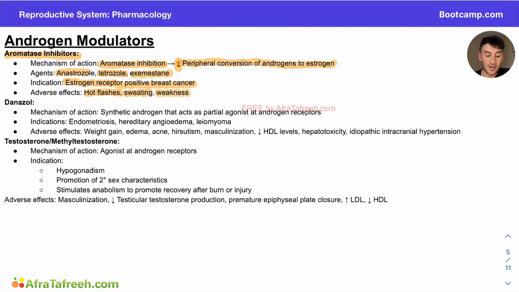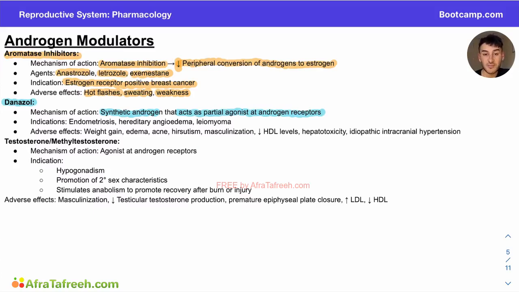Now, let's move on to talk about danazol, which is going to be our next agent, and this is going to be a synthetic androgen. So this is going to be an androgen that is chemically created in a lab and then given exogenously to a patient. And so a synthetic androgen, and it's going to act as a partial agonist at androgen receptors.